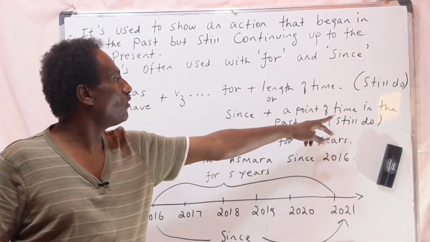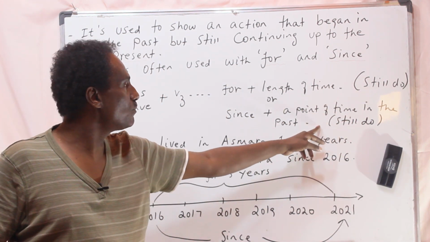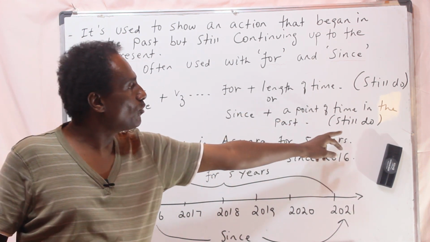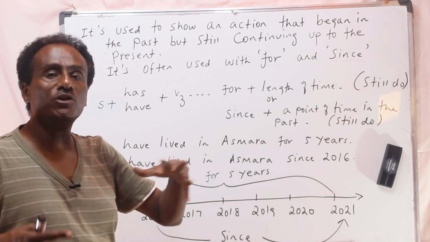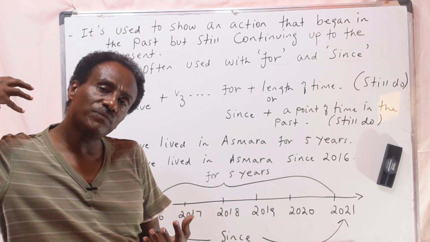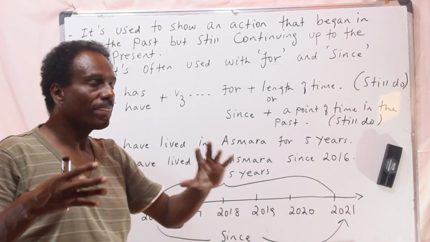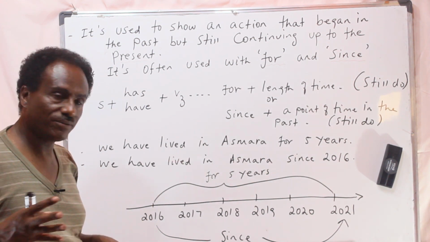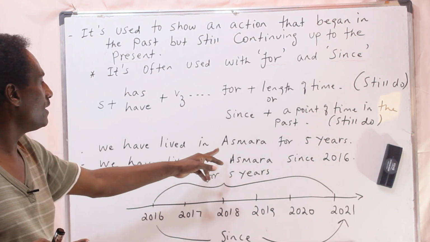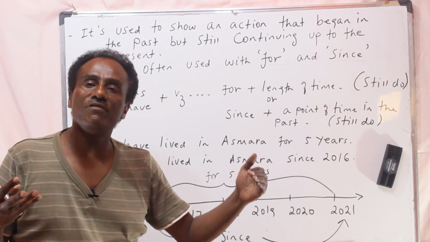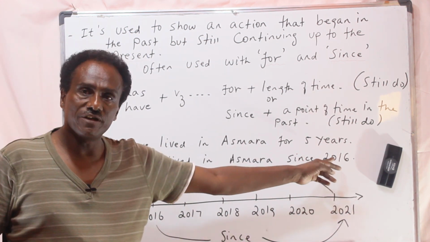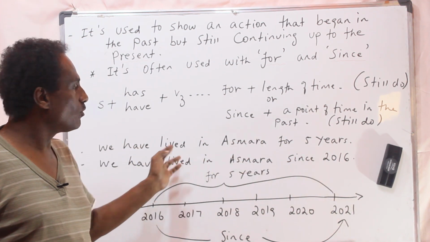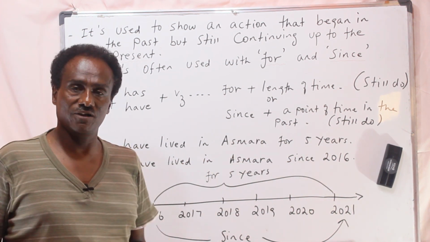Since plus a point of time in the past. Let's clarify it by example. We have lived in Asmara for 5 years. Where? Asmara. You know what I'm saying?